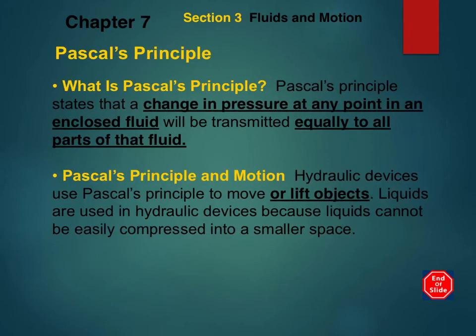Okay, so we're going to go back now to Pascal's principle. Pascal was the guy who figured out air pressure. We talked about him in section 1 a little bit. He states that a change in pressure at any point in an enclosed fluid will be transmitted equally to all parts of that fluid. The textbook uses a really good example of a water tower. If you want to read the textbook for this section, it might actually be helpful. So you've got a water tower here, and water towers always have pump stations down below, right?